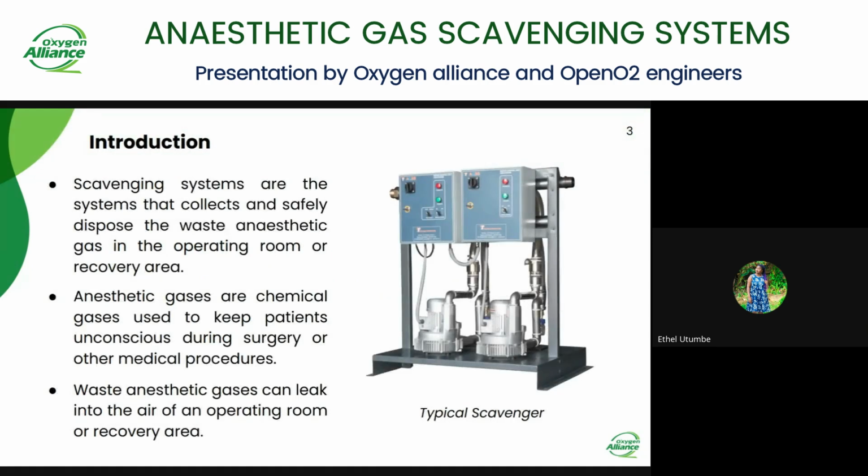The scavenging systems, like I've already said, are systems that are found in the hospital. They collect and dispose of the waste anesthetic gases in the operating room or the recovery area. So we need to understand what anesthetic gases are. Anesthetic gases are chemical gases that are used to keep patients unconscious during surgery or medical procedures. But when we are administering the anesthetic gases, there are some leakages. These leakages are called the waste anesthetic gases.